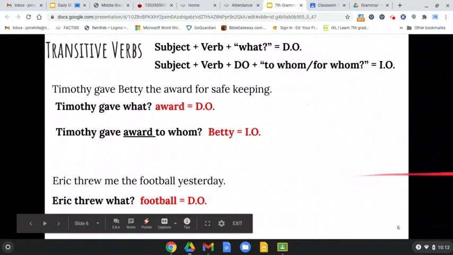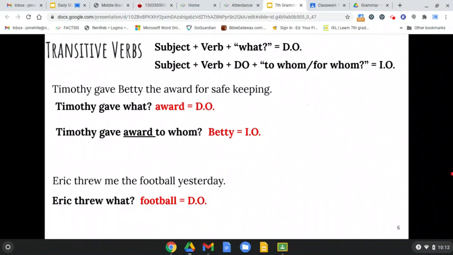And once we have the direct object, we go one step further. We plug into one more formula, and we say, Eric threw football to whom? You see how we use the direct object in this next equation? Find the direct object, and then we plug it into our next formula. Eric threw football to whom? To me. So me is the indirect object.